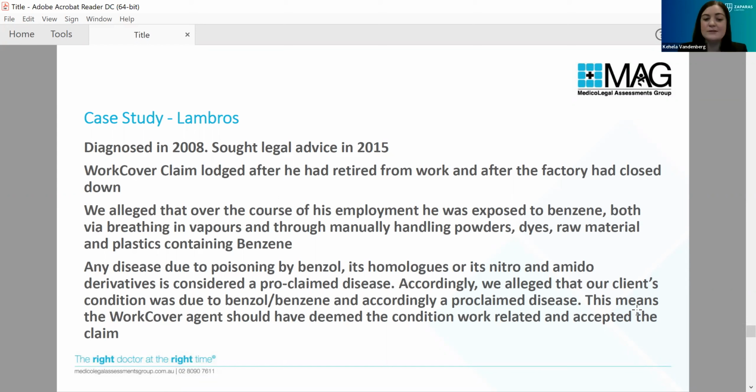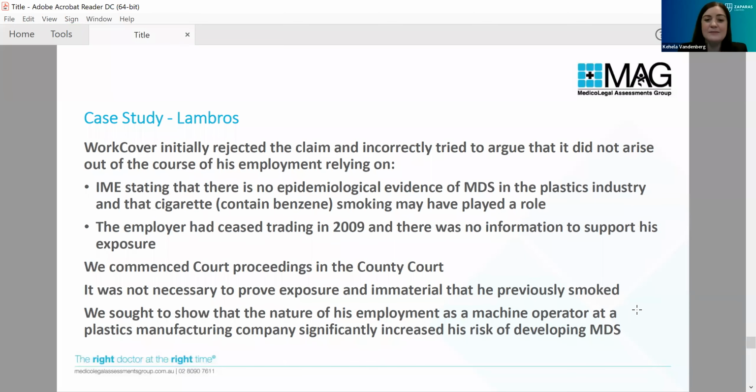The agent didn't regard that at all, but we say they should accept the claim also on the proclaimed diseases that I mentioned before. Unfortunately, WorkCover initially rejected the claim, and they incorrectly tried to argue that it did not arise out of or in the course of employment, which again is not the legal test.